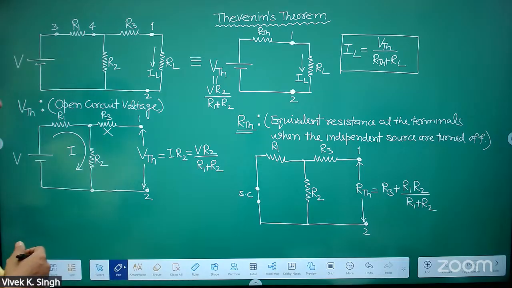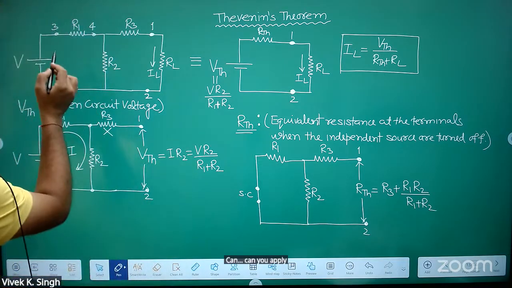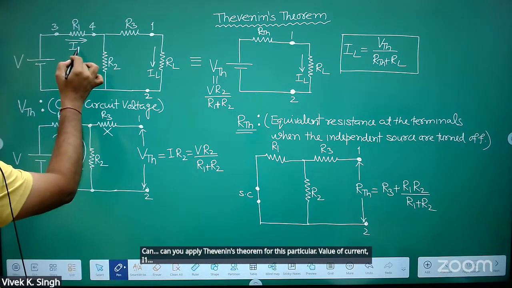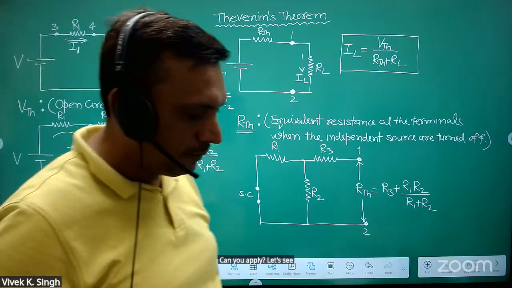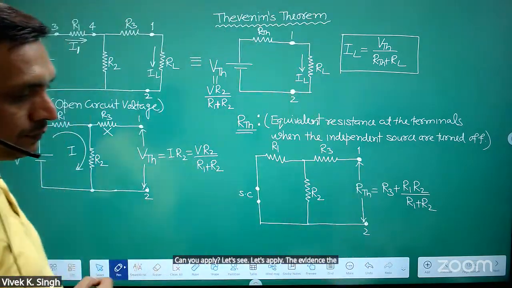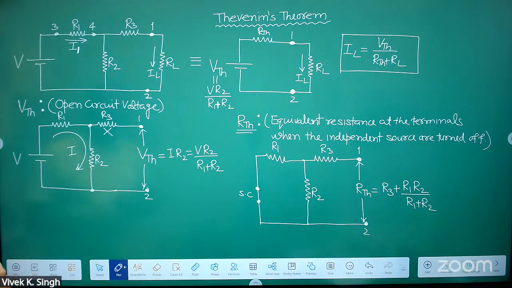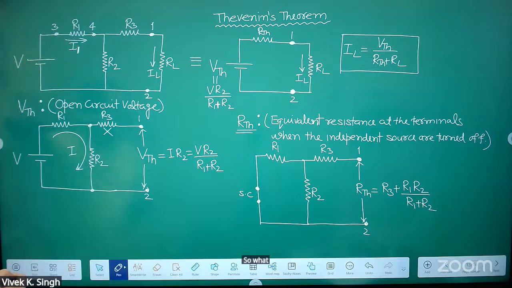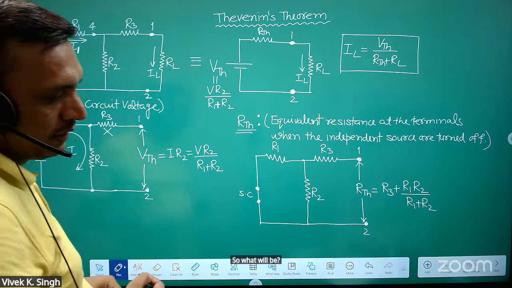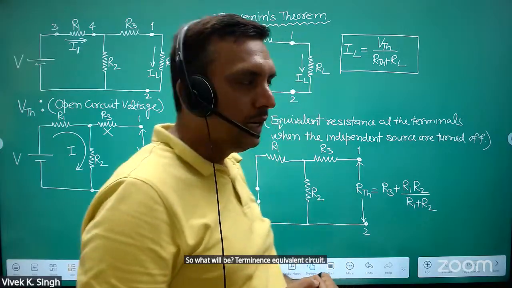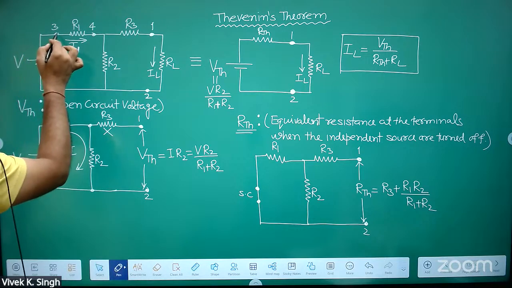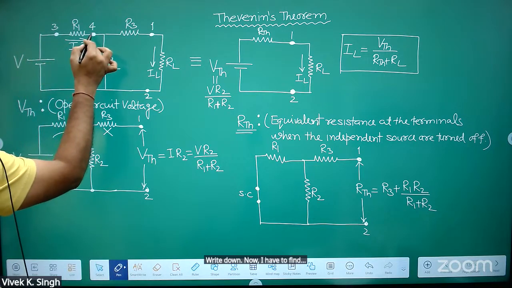Yes, sir. Can you apply Thevenin's theorem for this particular value of current I1? Can you apply? Let's see. Let's apply Thevenin's theorem for current I1. Means now two terminals are 3 and 4. So what will be Thevenin's equivalent circuit? Write down. Now I have to find I1 here.